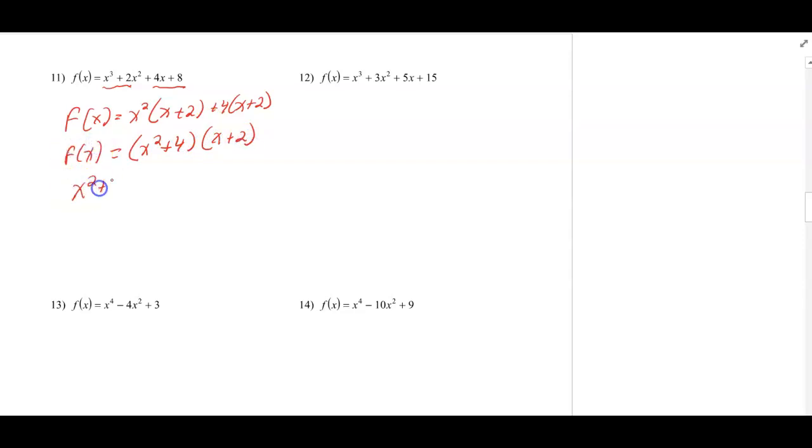So x squared plus 4 is equal to 0. Solving that, I get x squared is negative 4. So x is plus or minus 2i. The other zero is negative 2. And then the completely factored form is going to be x minus 2i, x plus 2i, and x plus 2.